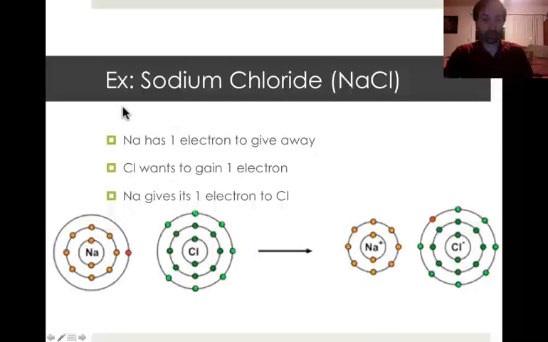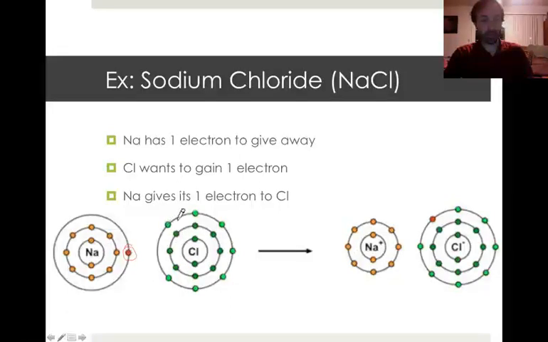So here's an example. We have sodium chloride, again, table salt. If we look at sodium, sodium has one electron to give away. Notice here in the picture, sodium has one electron in its third energy level, in its valence energy level. If it gets rid of this electron, then its highest, or valence electron energy level, will be the second level. And notice that second level has 1, 2, 3, 4, 5, 6, 7, 8 electrons, an octet. So if it can just get rid of this electron, it will have that octet in the second level, and it will be more stable.